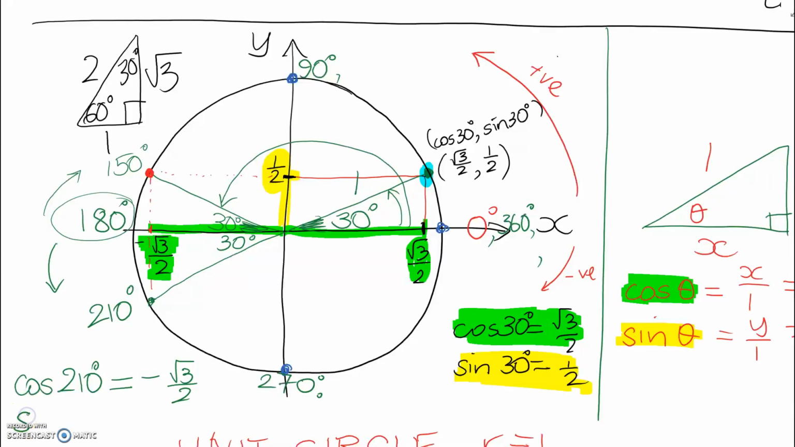And what is sine of 210? That's the y value. Well, let's have a look. I can draw a dotted line along here to pick it up. There it is there. And because of the symmetry, that's going to be minus a half down there. It matches the half that we've got up there, but down here it's minus a half. So it's going to be no surprise to you that I'm going to say that sine 210 is minus a half.